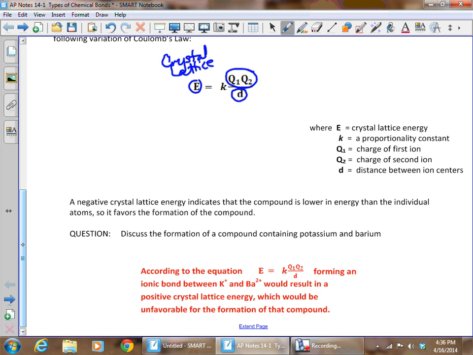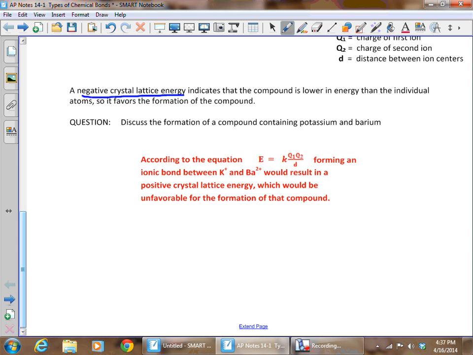A negative crystal lattice energy, as it says here, indicates that the compound is lower in energy than the individual atoms. It has given off energy to form, so it favors the formation of that compound. So let's talk about the formation of a compound containing potassium and barium. Could we make a barium potasside or a potassium baride compound? Well, hopefully that sounds as weird to you as it is, because look at what you would be doing.